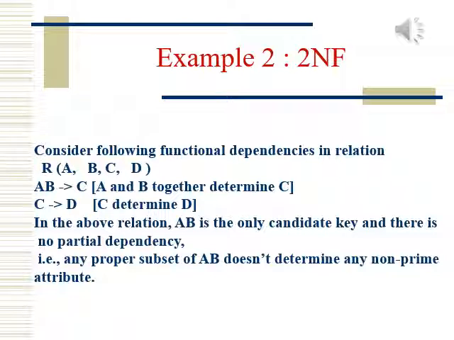In the above relation, AB is the only candidate key and there are no partial dependencies. So we can say any proper subset of AB does not determine any non-prime attributes, hence it is in second normal form. It reflects that the relation has non-prime attributes fully functionally dependent on the key, so it holds second normal form as well as first normal form.